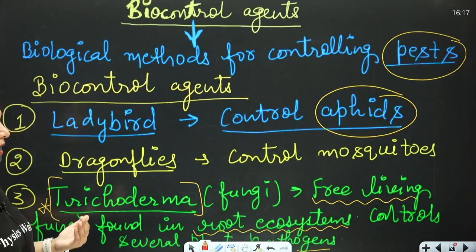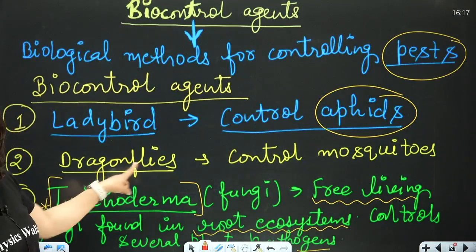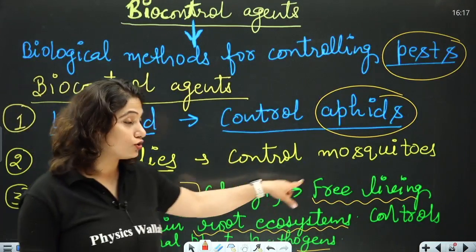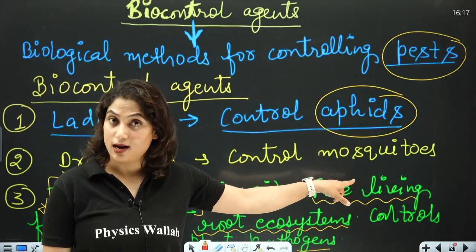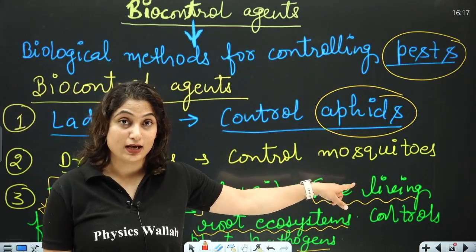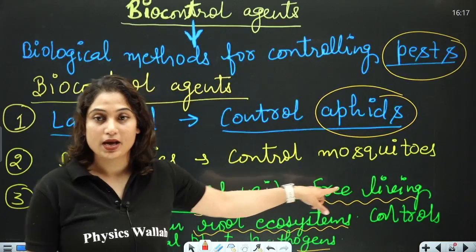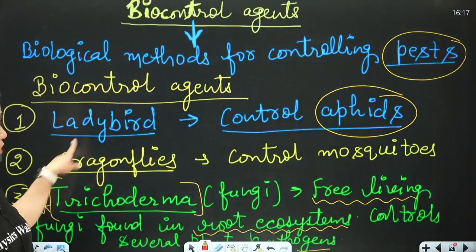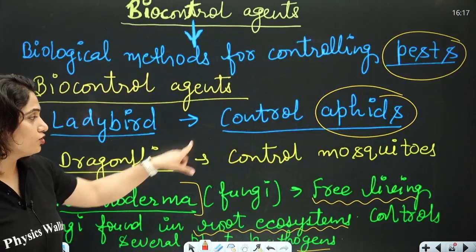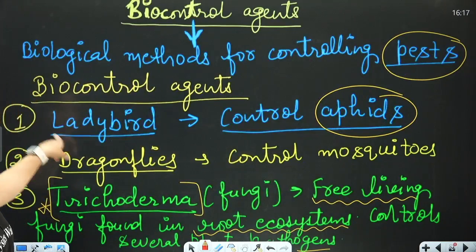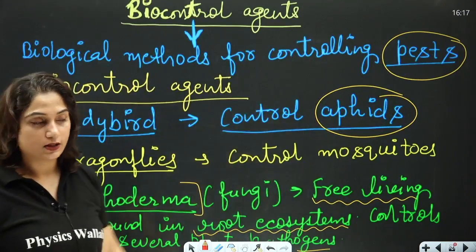Moreover, dragonflies are also a kind of insects which control mosquitoes. Mosquitoes, they harm us, right? They cause malaria. So if we want to kill the mosquitoes, we can use dragonflies. So dragonfly is a biocontrol agent to kill mosquito. Ladybird is a biocontrol agent to kill aphids.